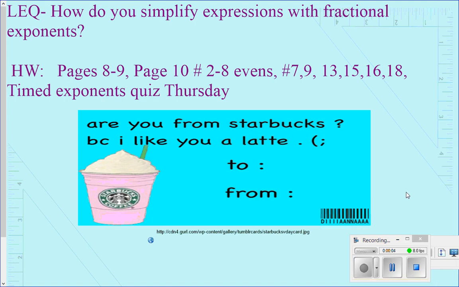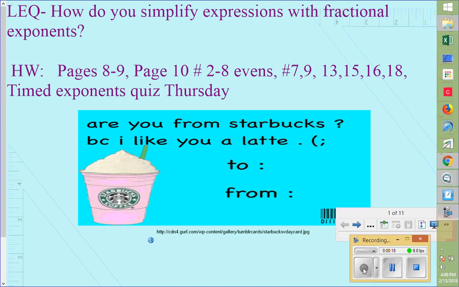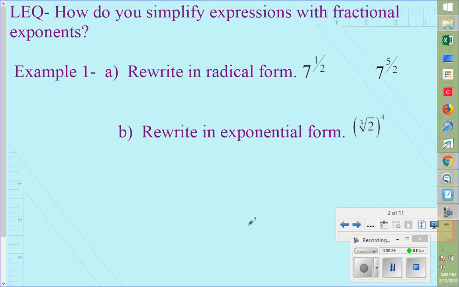Okay, today is day 3 of Unit 7. We started today with a ticket in the door. So if you missed class, you'll need to make that up. And then after the ticket, we just started with the lesson. So we'll go ahead and start here. So copy those in your notes.